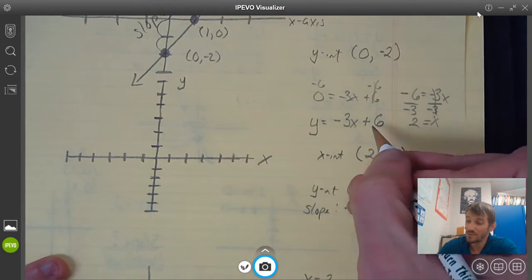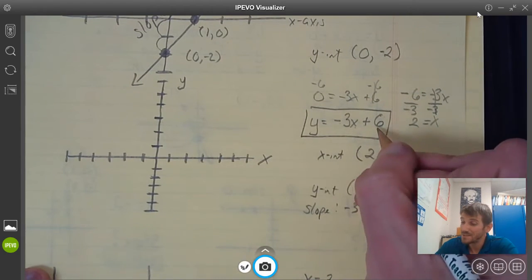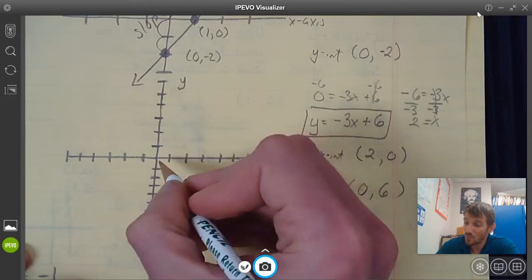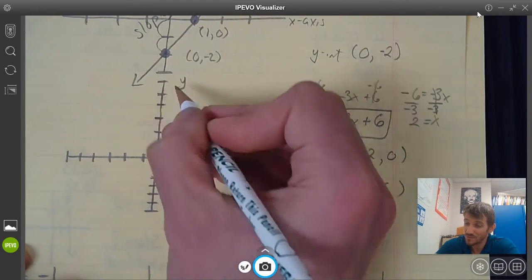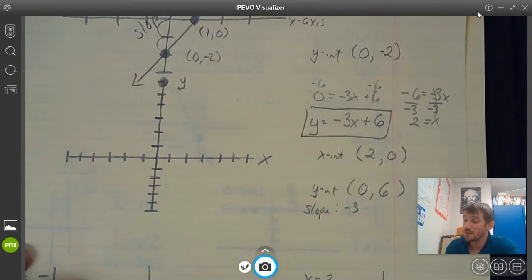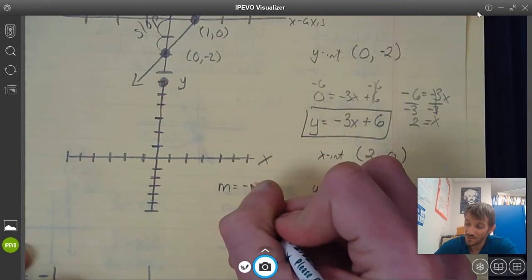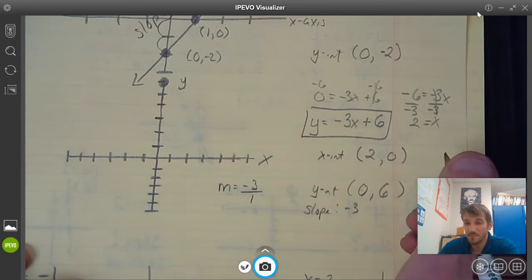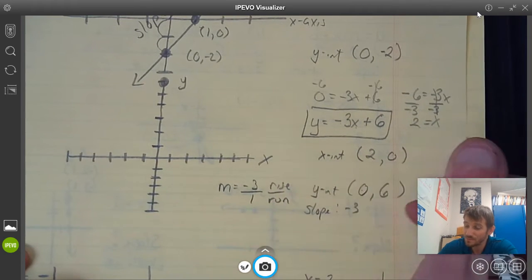We're going to graph it anyways. So here's our equation, just because I drew a lot of stuff around it. 6 is our first point on the y-axis. So 1, 2, 3, 4, 5, 6. There it is. Our slope is -3, also known as -3 over 1. Right? And just to refresh your memory about rise over run.